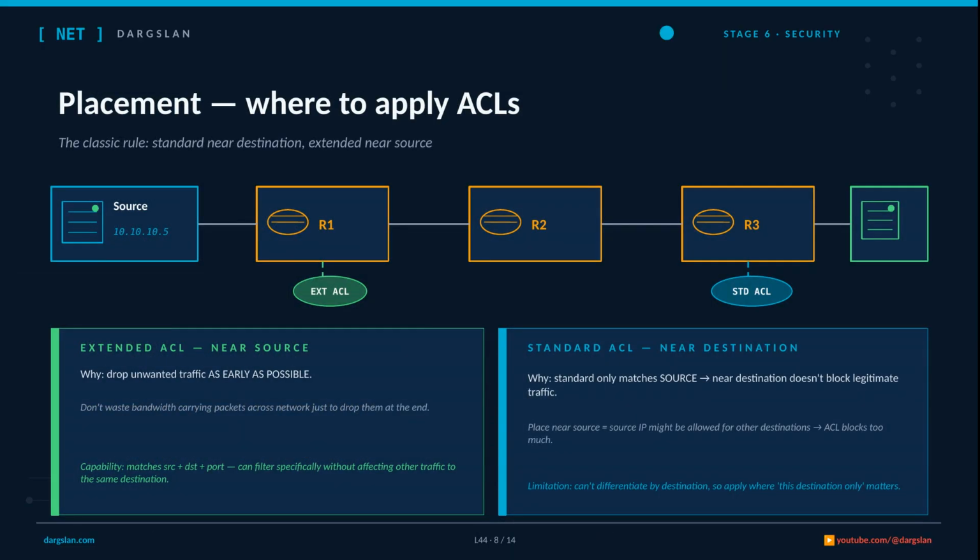The classic rule, extended ACLs go near the source because they can match destination and port precisely, so you drop unwanted traffic as early as possible and save bandwidth across the path. Standard ACLs, on the other hand, only see source IP. Place them too close to the source and you'll block that host from reaching legitimate destinations too. So put them near the destination, where blocking this source only is exactly what you mean.